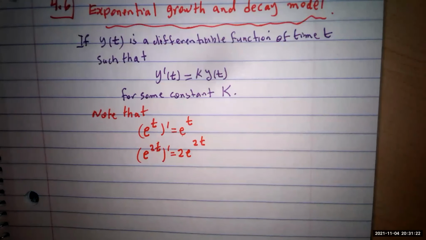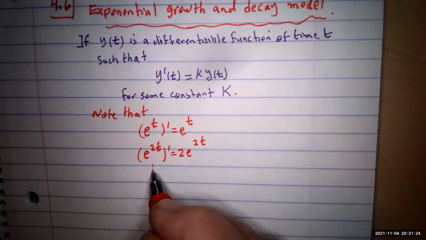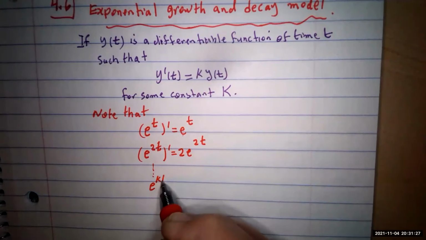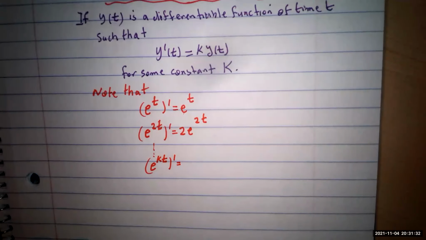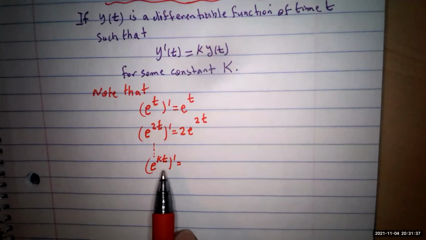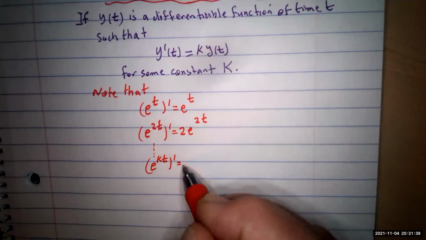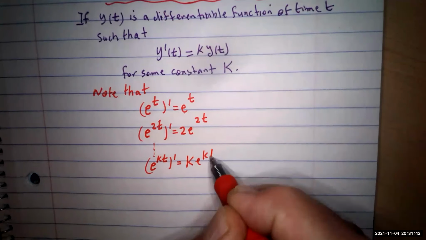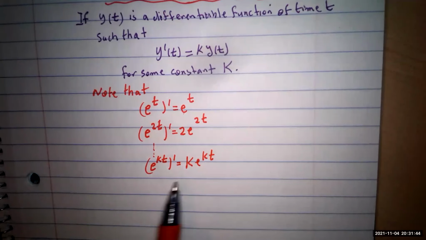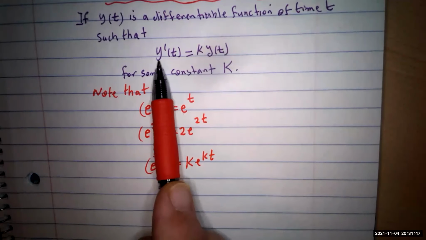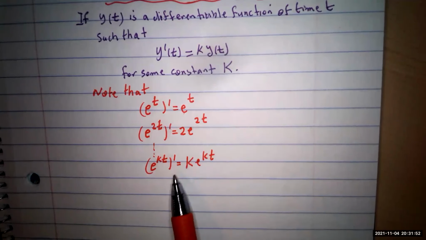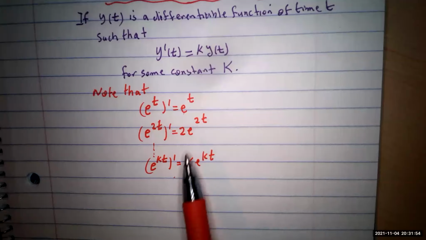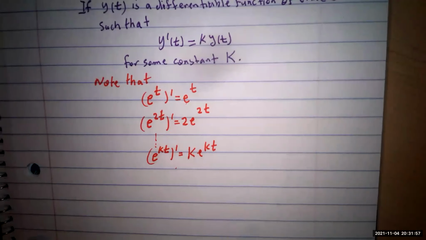You can go on forever. If you want to find a function, look at this one. The derivative of e to the kt: the derivative of the e function is just e to the kt times the derivative of the exponent, which is k. So that would be k e to the kt. That gives you an idea. What type of function would satisfy this condition? That function is going to be of this format.